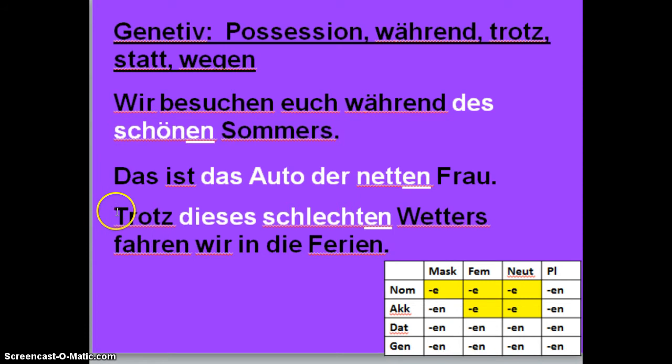And here's another genitive preposition, trotz, in spite of. Trotz des Wetters, except I used a different der word. I used dieses Wetters, in spite of this weather. In spite of this bad weather. Schlecht gets an en because every adjective following a der word gets en in genitive.